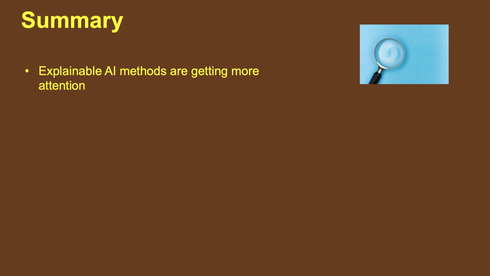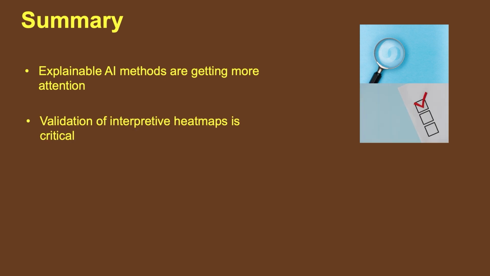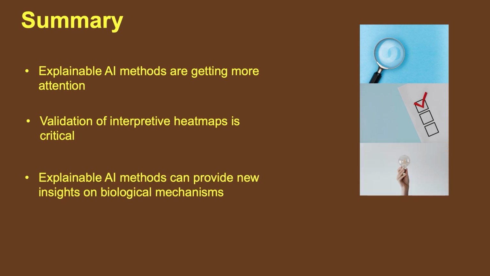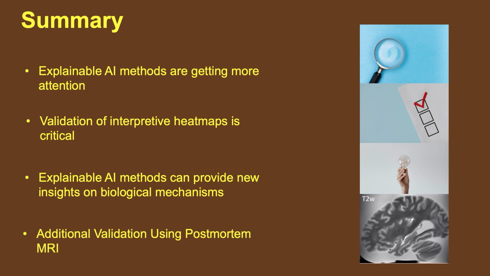All right, to summarize, I hope that we were able to convince you that explainable AI methods are getting more attention, and that validation of the heat maps is critical to build trust in the models and take them to make discovery. Explainable AI methods can provide new insights on biological mechanisms, and finally, we are working towards the use of post-mortem MR for additional validation. Meta-analysis is another way for validation.